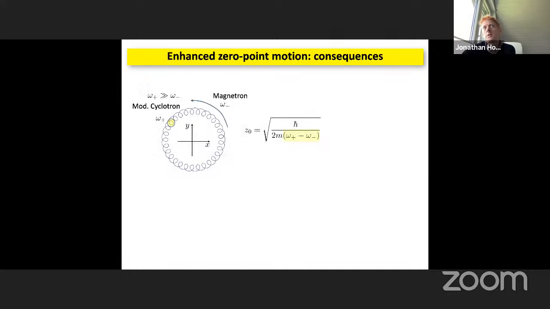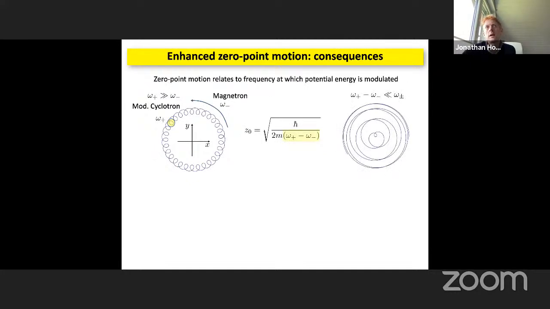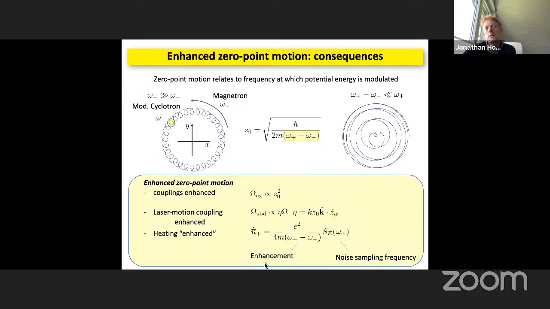So I just wanted to mention this enhanced zero-point motion. I won't go into the physics of it, but it's got all sorts of nice features. It increases the couplings between separated ions. It increases the coupling to laser fields. The bad side is that it probably increases the heating rate of the ions, though kind of a nice feature is it still samples the noise at the bare frequency of the oscillator, we think, at the moment. So we're kind of intrigued by that feature.